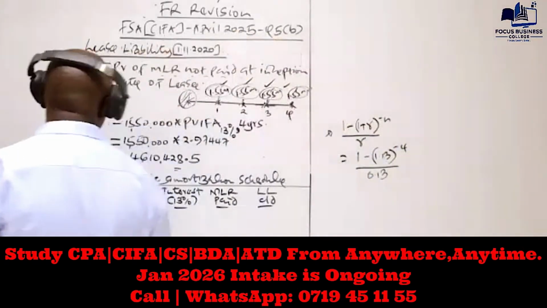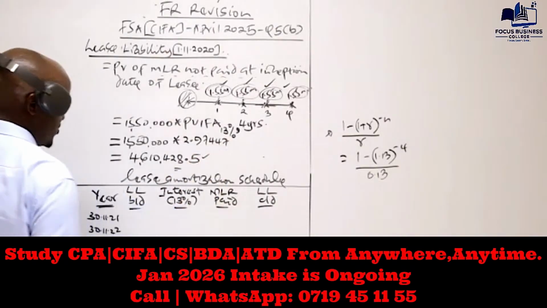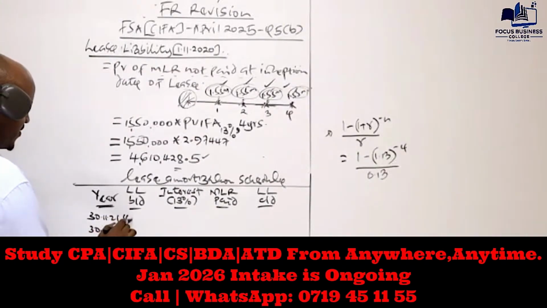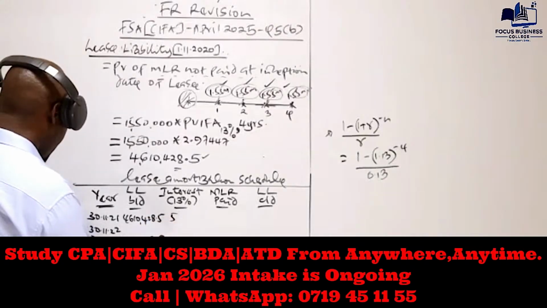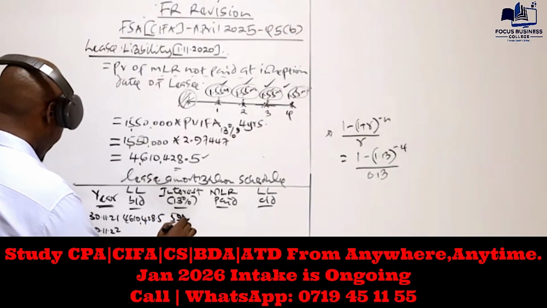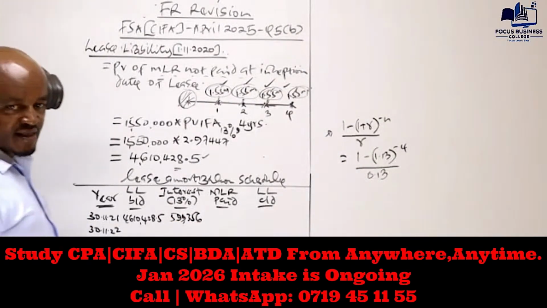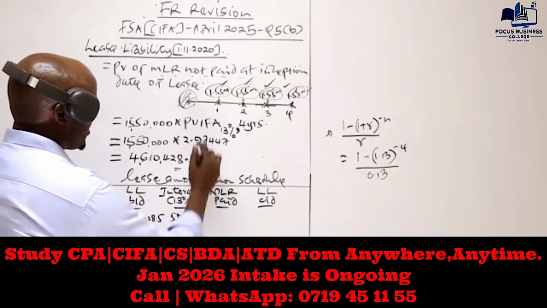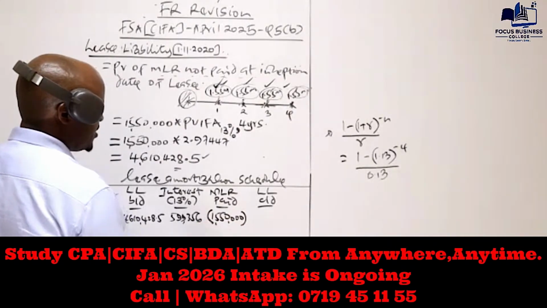So what we start with here is the lease liability at the start of year one, which is what you have computed there, an amount of 4610,428.5. We compute interest, which will be 13% of the opening balance, and I'm getting 599,356 to the nearest whole number. Let's work with that. And then the minimum lease rentals paid at the end of year one is 1550,000. We said this reduces the value of the liability.